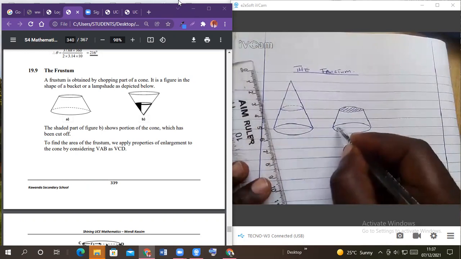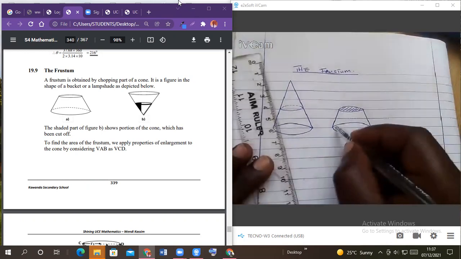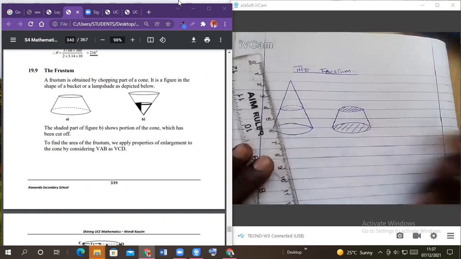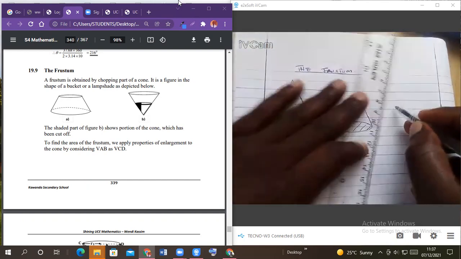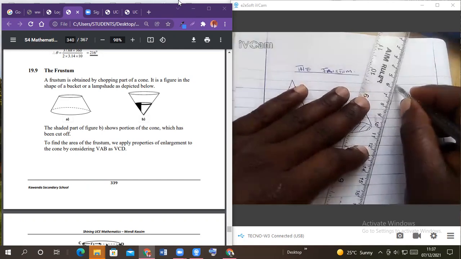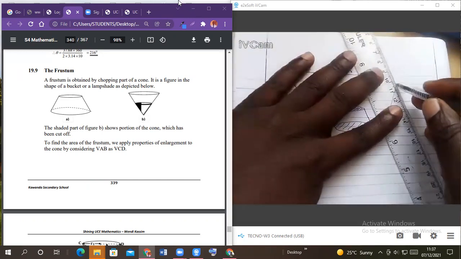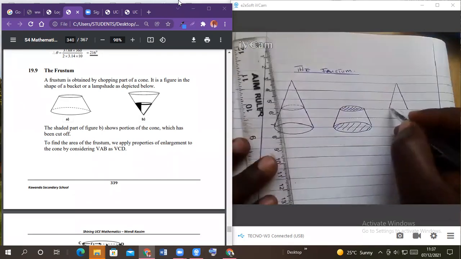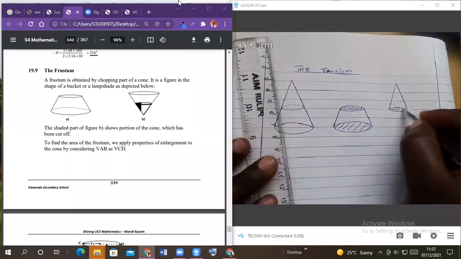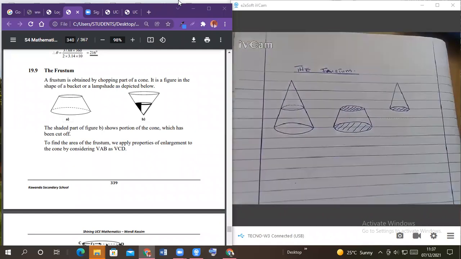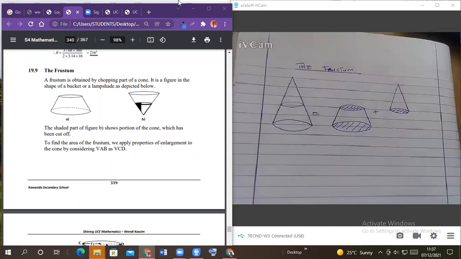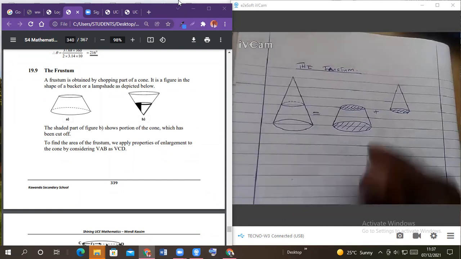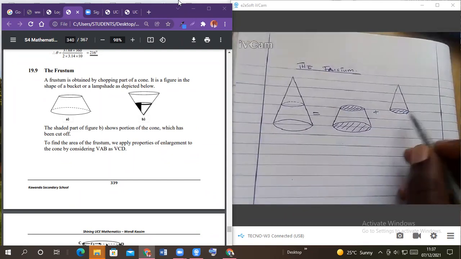You can see the areas are different from this area down. They are different, and you can also form another part like this, or the other tip that is cut like that. So all these are what we call the frustum. It's a frustum.